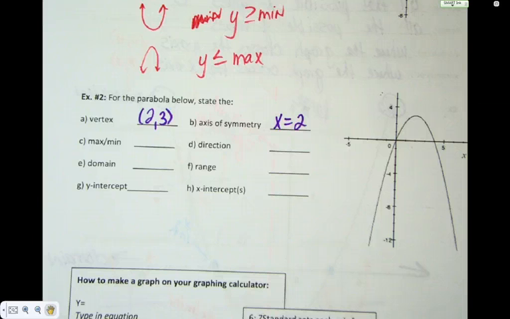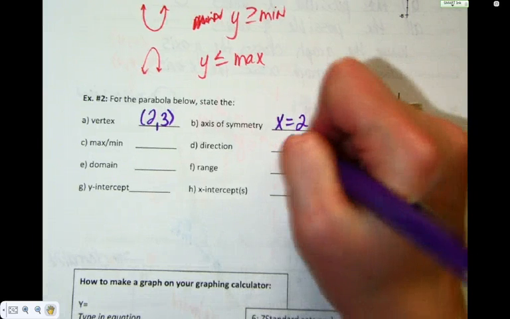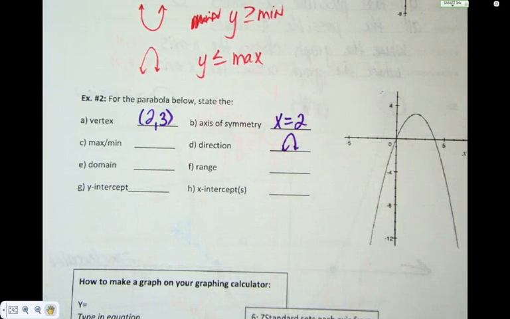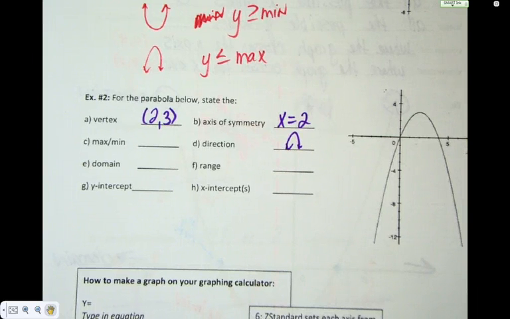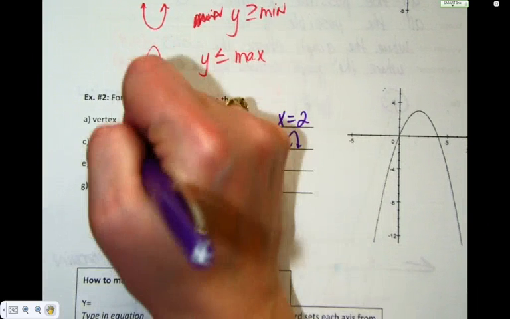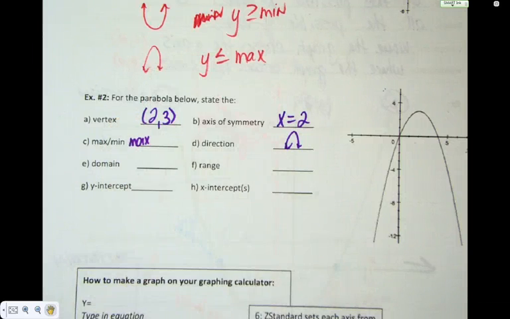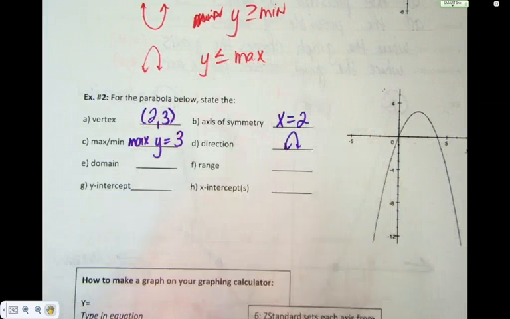I always do the direction next, because the direction actually tells you the max or min. Is it pointing up or pointing down? Pointing down. Because it's pointing down, do we have a max or a min? We have a max. And the max is always y equals, and where does the value come from? Right from the vertex, so this is y = 3.